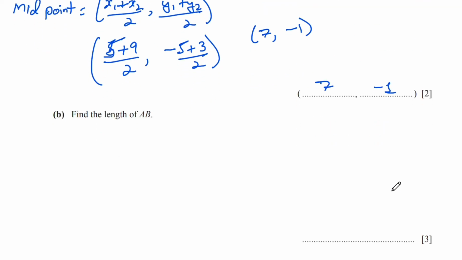Now find the length of AB. Now we know that A is a point 5, minus 5. Taking this as x1, y1. And B is 9, 3. Taking this as x2, y2.